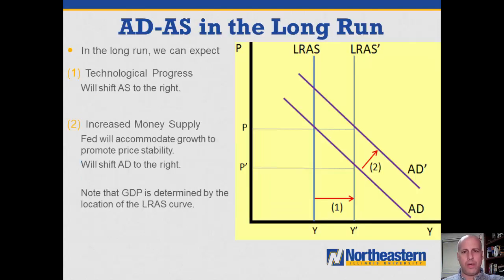In the long run, we can expect that the level of output and the price level will be determined by the interaction of the long-run aggregate supply curve and the economy's aggregate demand curve. So if we consider the graph at the right, what we see here is we begin at a level of output Y with an aggregate demand curve AD, and this gives us price level P.